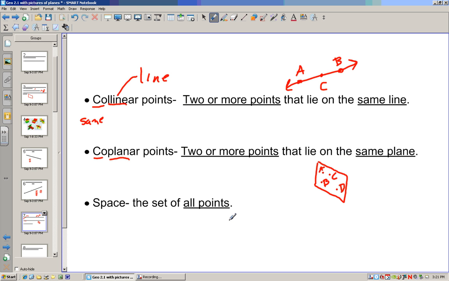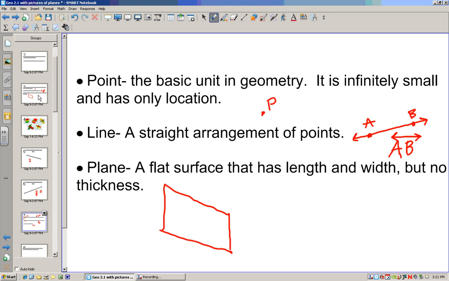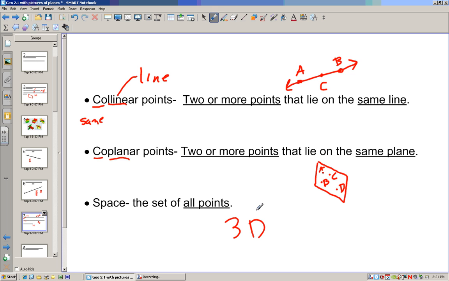Space is the set of all points. So think of that as three dimensions. That's the world we live in. When we talk about planes, like this plane, this is really a two-dimensional object. And a line is just one-dimensional. So we go line 1D, plane 2D, and space 3D.